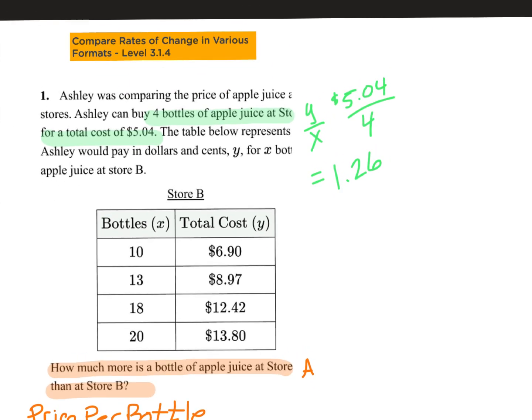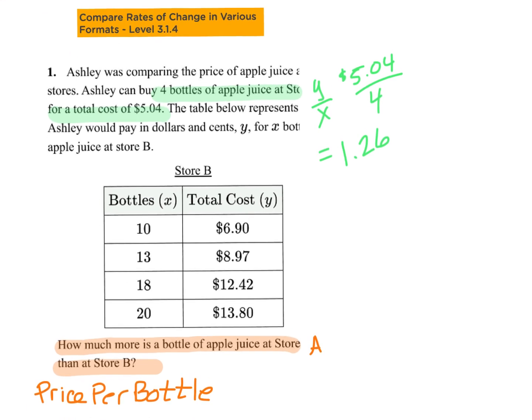$1.26. So then for store B, in both of these cases, the number of bottles of apple juice and the cost are going to be proportional, because if you don't buy any bottles of apple juice, it's not going to cost you any money. And you know that if you were to graph something and it goes through the origin 0, 0, it would be proportional. So technically what you could do to figure out the price per bottle for store B is you could do $6.90 and divide it by 10 and get 69 cents.